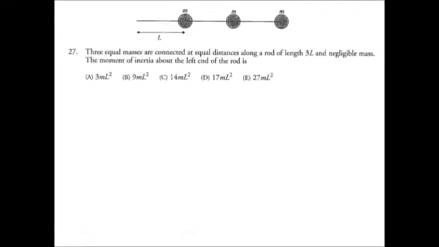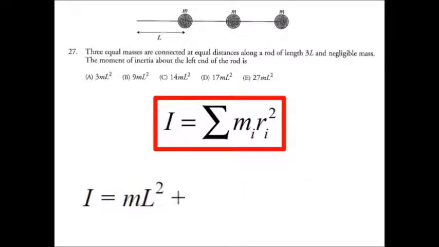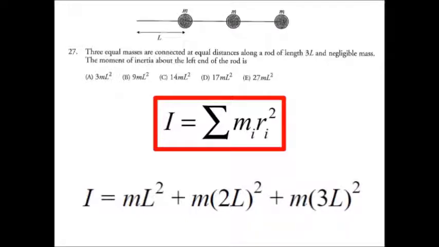3 equal masses are connected at equal distances along a rod of length 3L, and that rod has a negligible mass. The moment of inertia about the left end of the rod, well, what's the moment of inertia? It's equal to the integral of mr squared. So we have m times L squared. The second mass is m times quantity 2L squared, and the third one is m times 3L squared. So you add 9 and 4 and 1 together, that's 14 mL squared.